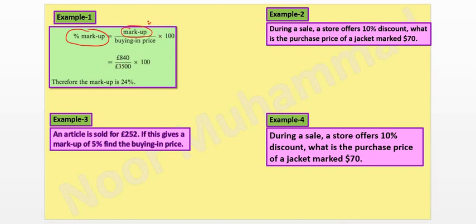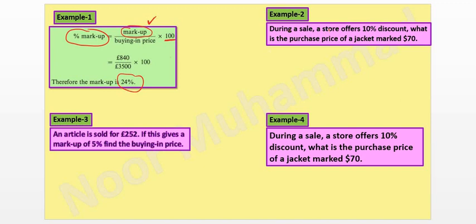Then when you are ready with this fraction, you have to multiply it with 100. Because whenever you want to change a fraction into a percentage, we always multiply the fraction by 100. So then you will simplify. So the answer is becoming 24%. Look at example number 2.